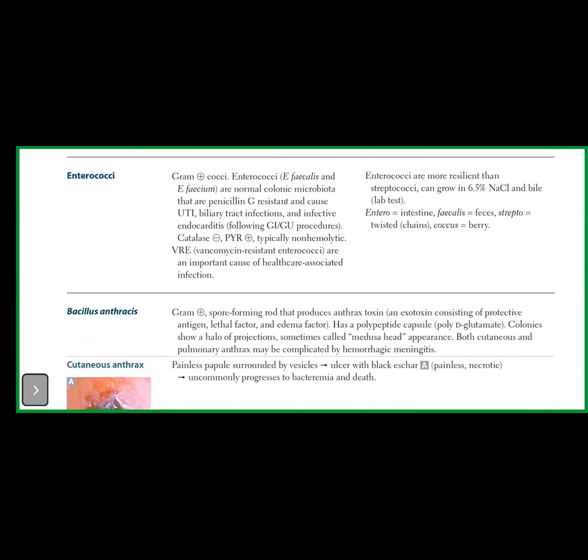So yesterday we discussed all the staphylococcus and streptococcus. So today we are supposed to be starting with your enterococci.